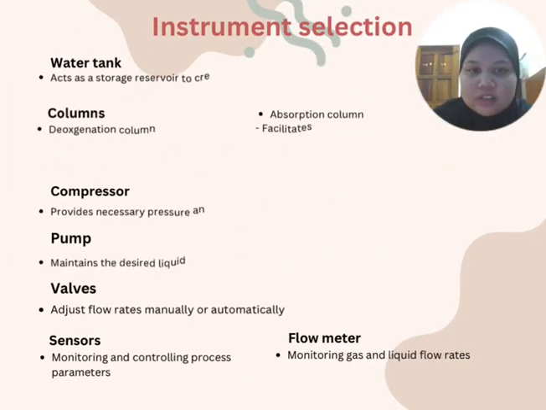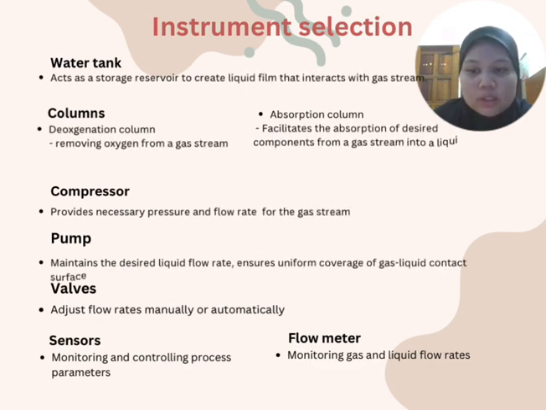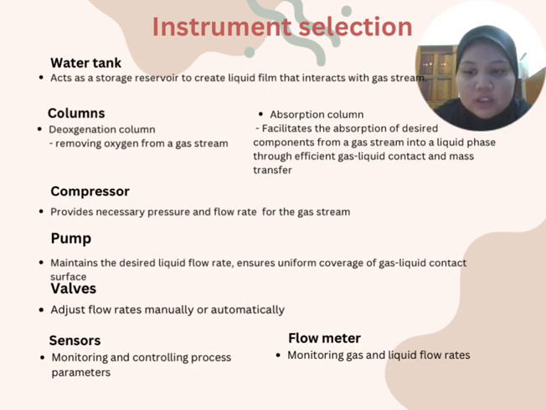Instrument selection is very important for the falling film absorption unit. First of all, the water tank. The water tank acts as a storage reservoir to create a liquid film that interacts with the gas stream. Next, there are two columns, which are the oxygenation column and the absorption column. The oxygenation column will help to remove oxygen from a gas stream, meanwhile the absorption column facilitates the absorption of desired components from a gas stream into a liquid phase through efficient gas-liquid contact and mass transfer.